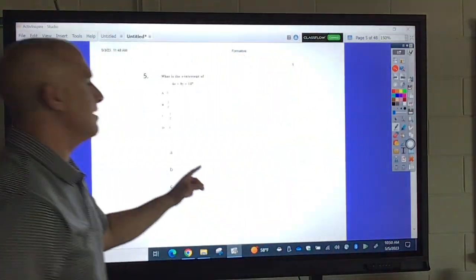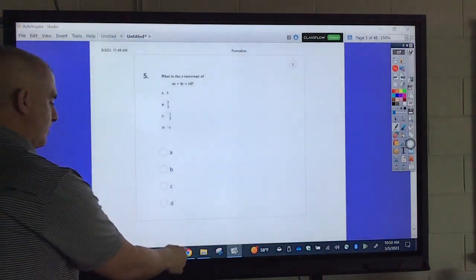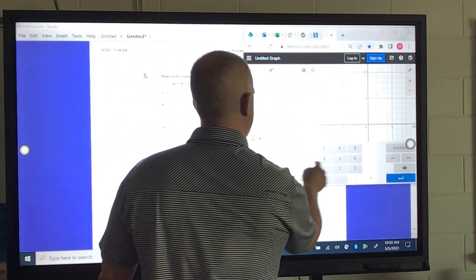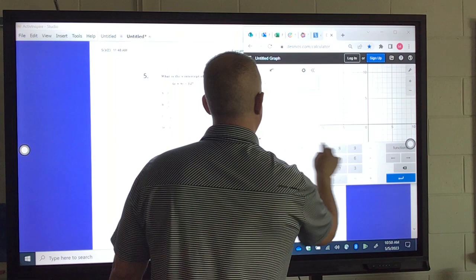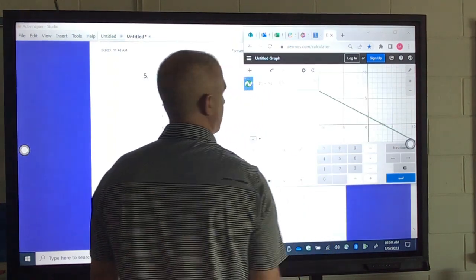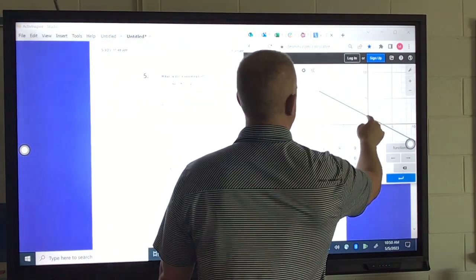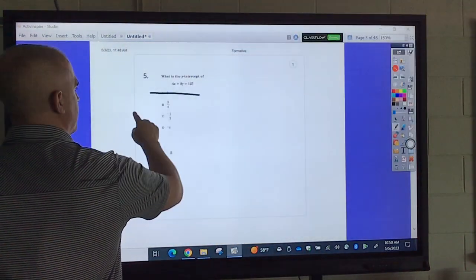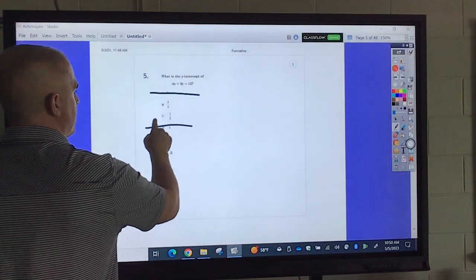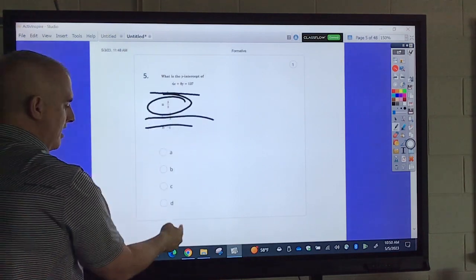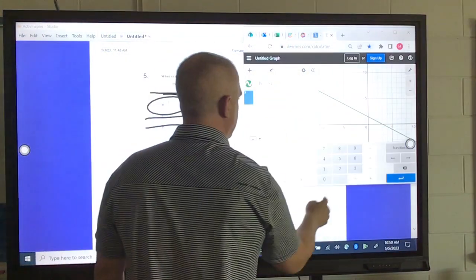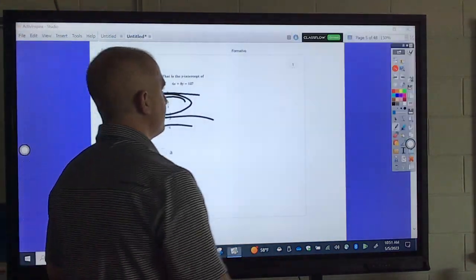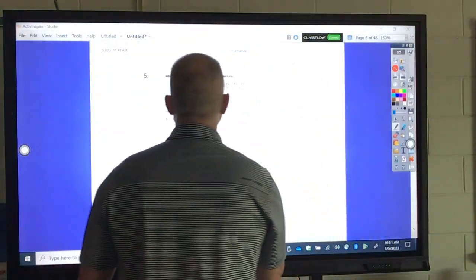Okay, 5, what's the y-intercept? So they gave me an equation, that's going to be pretty easy. 4x plus 8y equals 12, the y-intercept, 1.5. Now I know it's not this, I know it's not this, I know it's not this, it's got to be this one. If you ever want to check that fraction, just do 3 divided by 2, and that tells you 1.5. Moving on to question number 6.